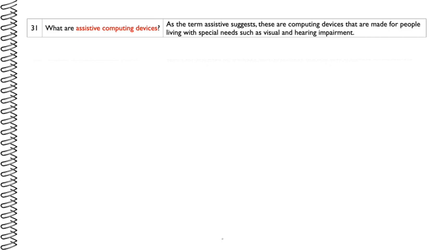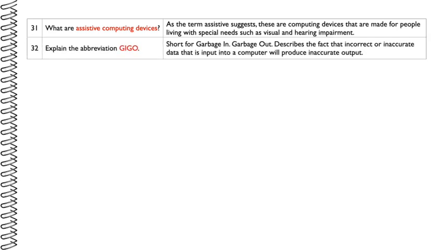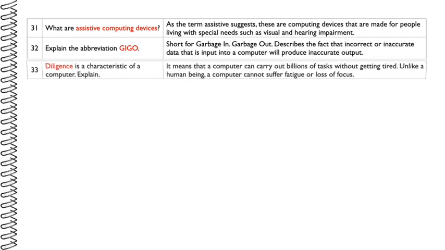What are assistive computing devices? As the term assistive suggests, these are computing devices that are made for people living with special needs such as visual and hearing impairment. Explain the abbreviation, GIGO. It is short for garbage in, garbage out. GIGO describes the fact that incorrect or inaccurate data that is input into a computer will produce an inaccurate output.